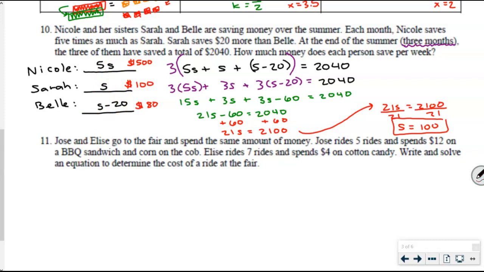I do need to point out this is a mistake, and I apologize that I did not catch it. It should not be how much does each person save per week. It should be how much does each person save per month. Otherwise, we then have to divide that by the number of weeks, and that gets to be messy. So I apologize for that mistake and that I did not catch that earlier.